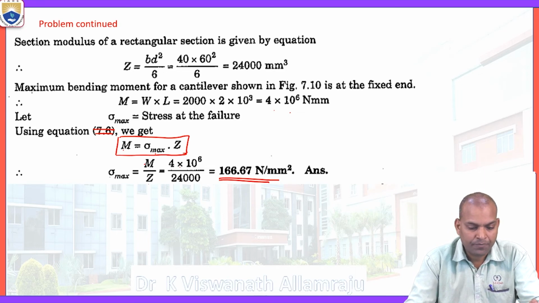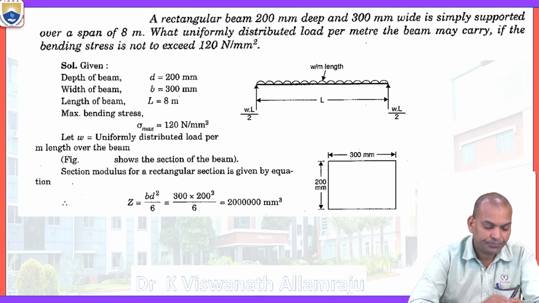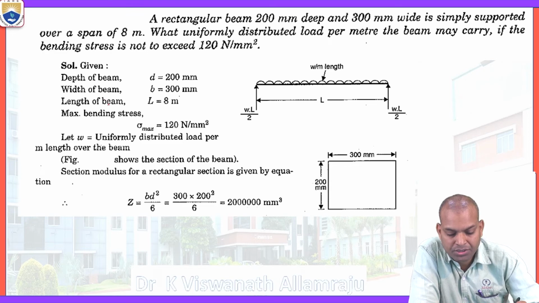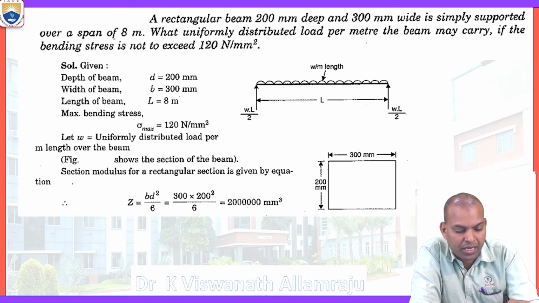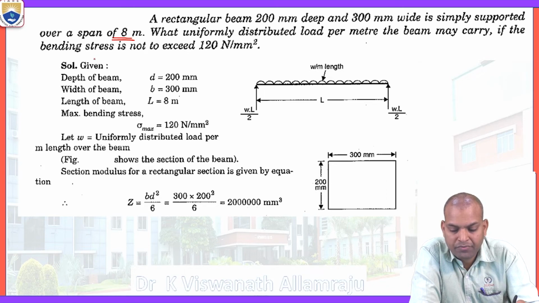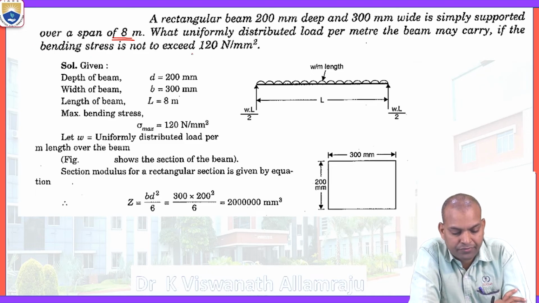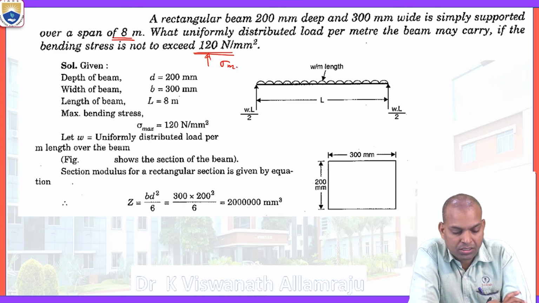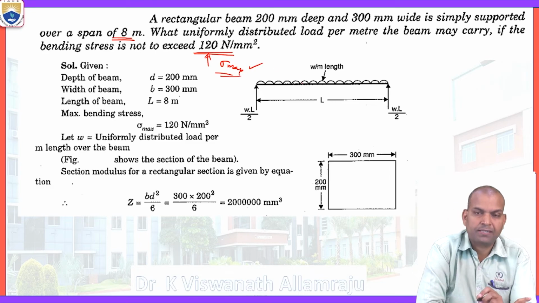That's what we studied. Coming to the next problem: a rectangular beam 200 millimeters deep and 300 millimeters wide is simply supported over a span of 8 meters. What uniformly distributed load per meter may the beam carry if the bending stress is not to exceed 120 Newton per square millimeter? This bending stress is the sigma maximum, the maximum stress.